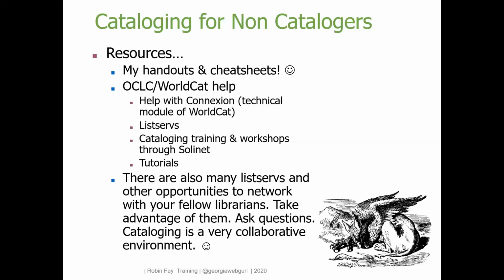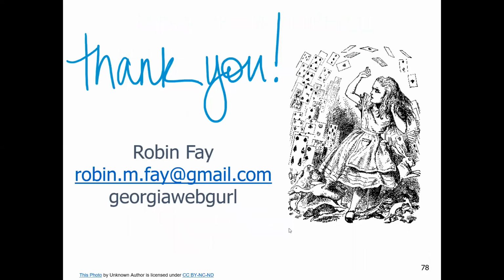I've given you a lot of resources. I'm going to put some more examples in this afternoon. So do take a look at all my handouts and cheat sheets. OCLC WorldCat has a lot of help. If you want to go through a MARC tutorial, there is one on the OCLC website that's really good. There's a lot of help with Connection, which is the technical module of WorldCat. There are listservs, cataloging training, and workshops through all different kinds of things, including Amigos. Many listservs and tutorials and places for you to participate.